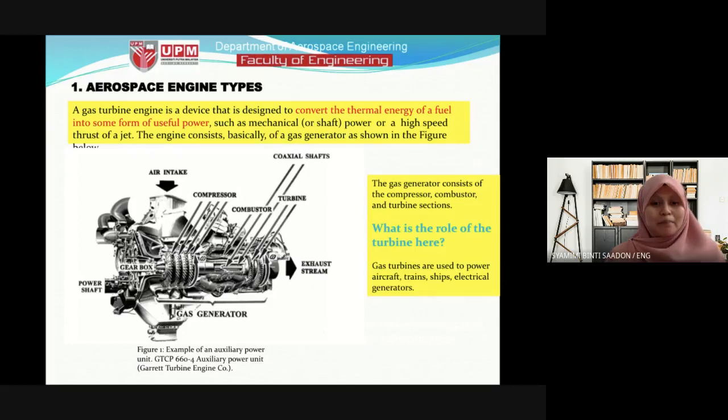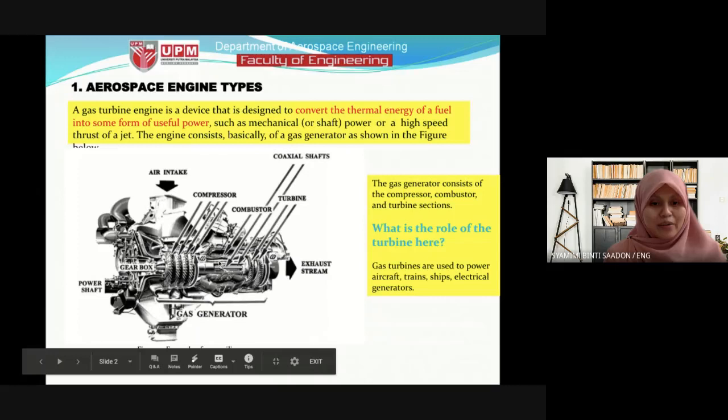The main parts consist of the compressor, the combustor, where the combustion chamber is, and the turbine. The rest are also parts of the gas turbine engine. We have the power shaft, the gearbox, the air intake, etc., and the exhaust. The main gas generator within the gas turbine engine consists of compressor, combustor, and turbine sections.